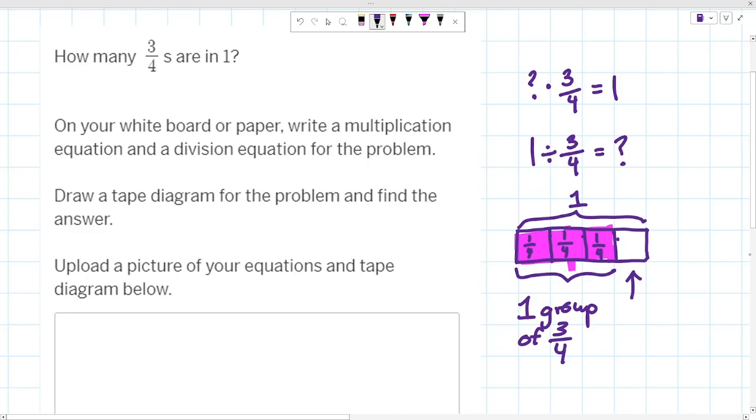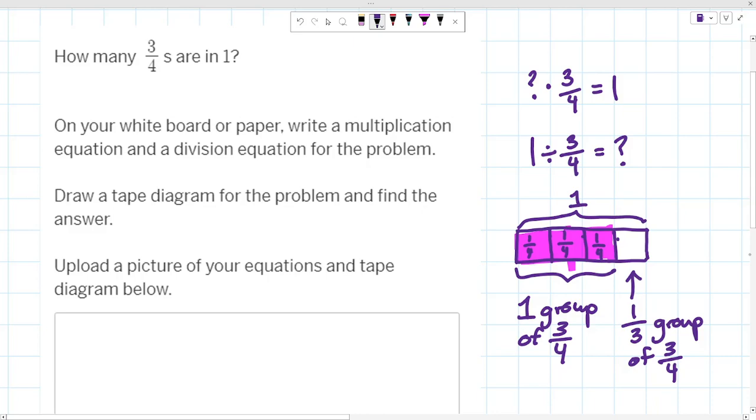Well, if we need 3 of these blocks to make one group of 3/4, and we only have 1 out of 3, then what part of a group of 3/4 do we have? We have 1/3 group of 3/4. So what is 1 divided by 3/4? That would be 1 and 1/3.